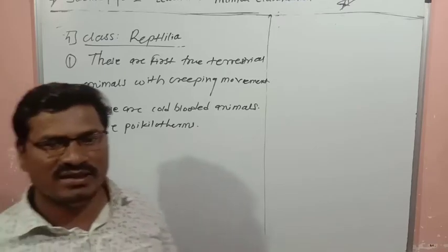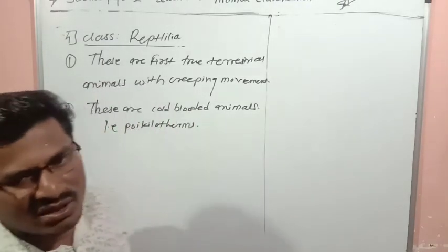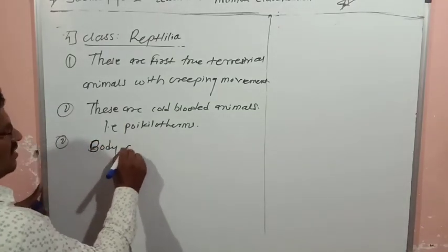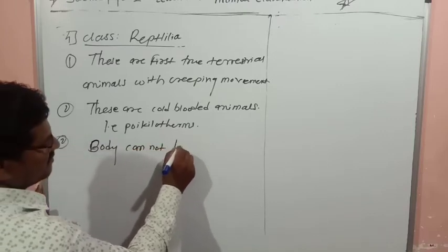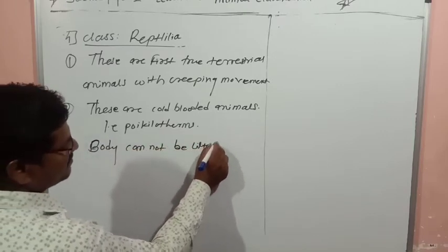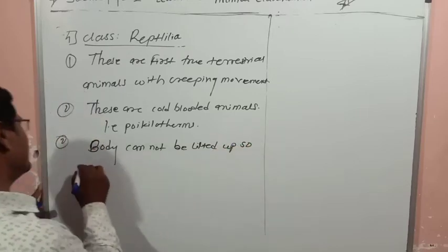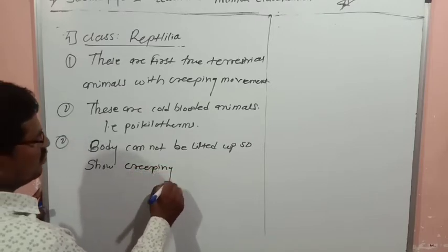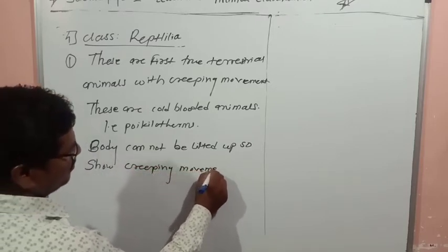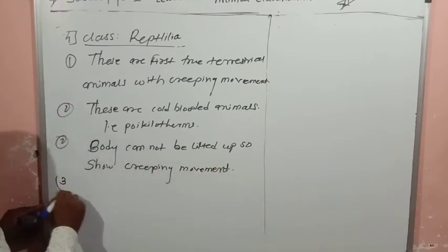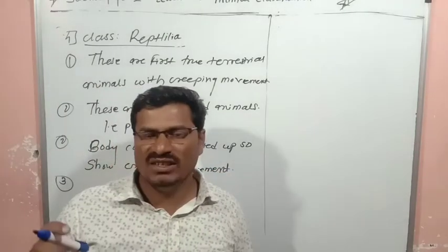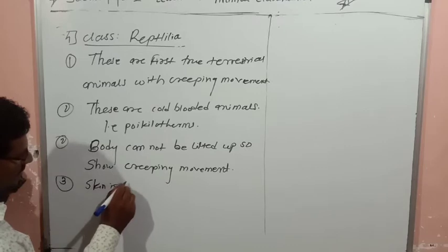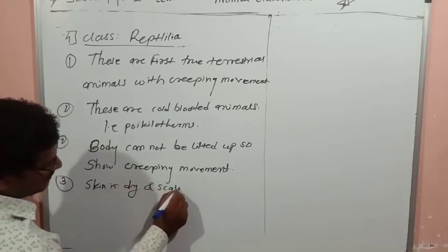The next characteristic is that their body cannot be lifted up, so they show creeping movement. They creep on the ground. The third characteristic is that their skin is dry and scaly.